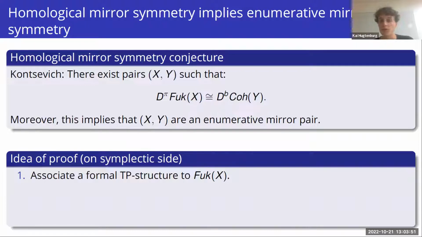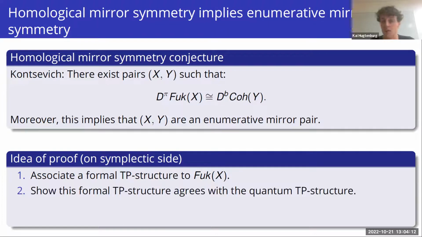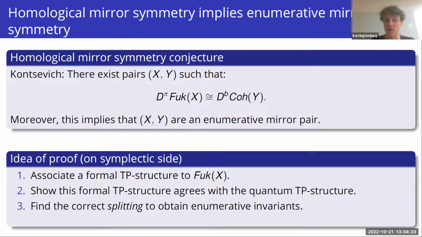So what is the idea of the proof to show that homological mirror symmetry implies enumerative mirror symmetry? Well, the first step is to associate, I'll explain it for the A side, so for the symplectic side, a VSHS or formal TP structure to the Fukaya category. The next thing that you have to do is to show that this TP structure agrees with the quantum TP structure. I will define these in a minute, so don't worry. And then the last thing that you need to do is that if you have this TP structure, you can equip it with a splitting and obtain enumerative invariants. So on the TP structure associated to the Fukaya category, you need to come up with the correct splitting to obtain the Gromov-Witten invariants. And this allows me to introduce the outline of my talk.